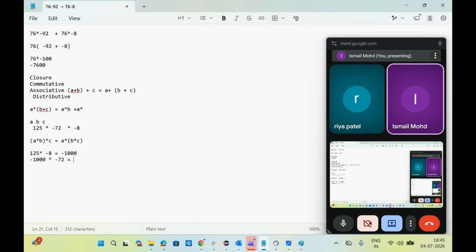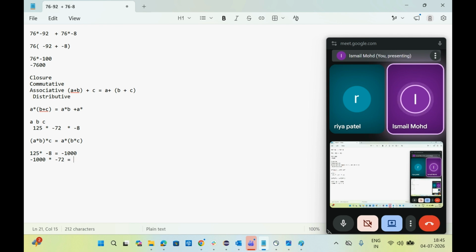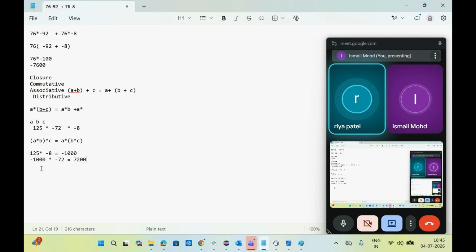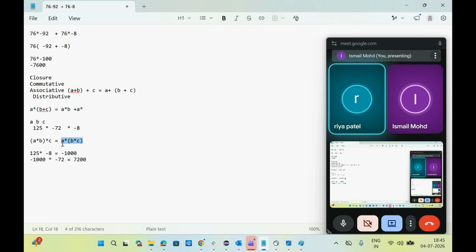Both are negative, so the answer will be positive. Minus 1000 is negative and minus 72 is negative, so the answer is positive. Or simply, don't keep any sign. It is 72000. Right or wrong? Now which property would you be using here? You have to do the simplification and also tell which property you are using.